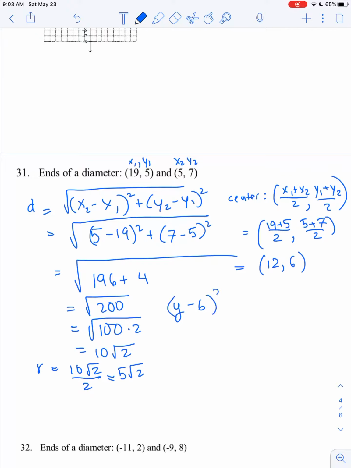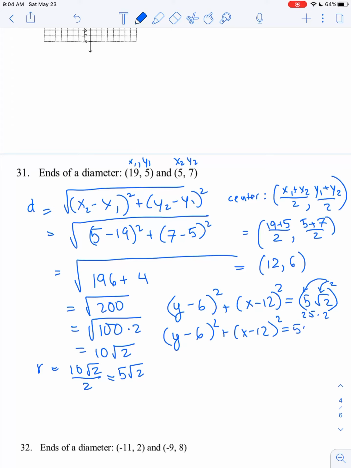And then we plug that all in. So y minus 6 quantity squared plus x minus 12 quantity squared equals 5 rad 2. And don't forget to square that. So our final answer, y minus 6 squared plus x minus 12 squared, is equal to, you would square the 5 and then square the radical 2. So 25 times 2, or 50.